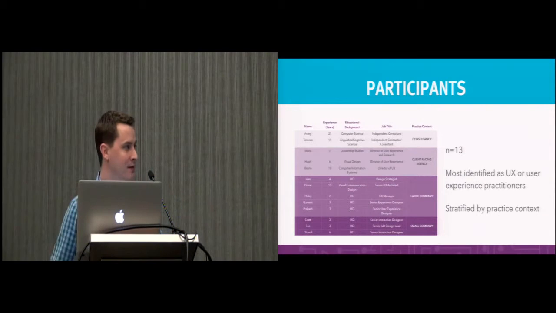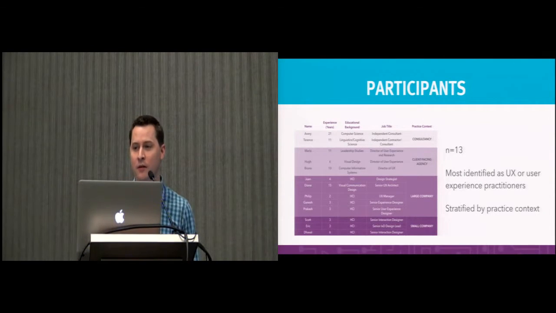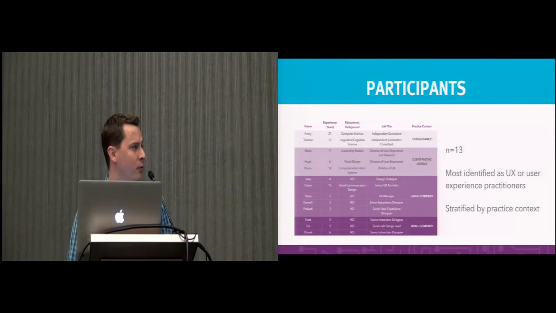So I don't expect you to be able to read this. It is in the paper. But the color bars show you the clustering of those strata that were mentioned in the last slide. And so we had 4 primary practice contexts that we were addressing: consultancies, client-facing agencies, large companies, and small companies. And there's a little bit more detail in the paper on exactly what each of those constituted. So we have an N of 13 practitioners and a pretty wide range of experience, educational background, et cetera. Most of them identified directly as UX designers or user experience designers in some form of their job title, although there are some other instances there as well, especially on the consulting side.